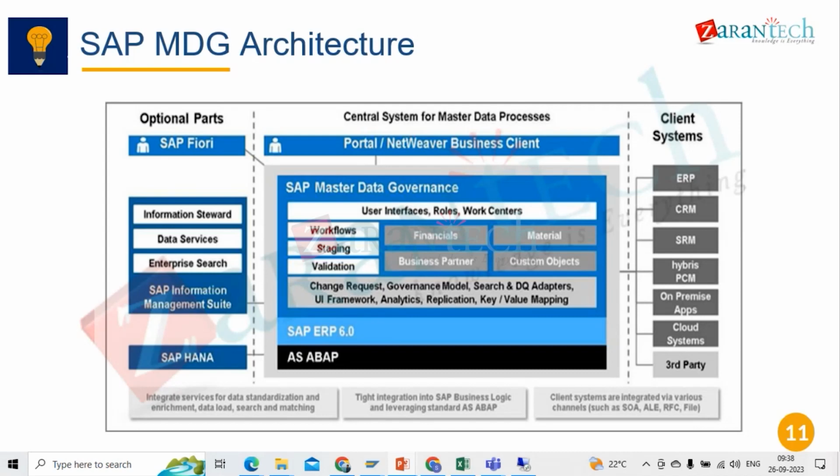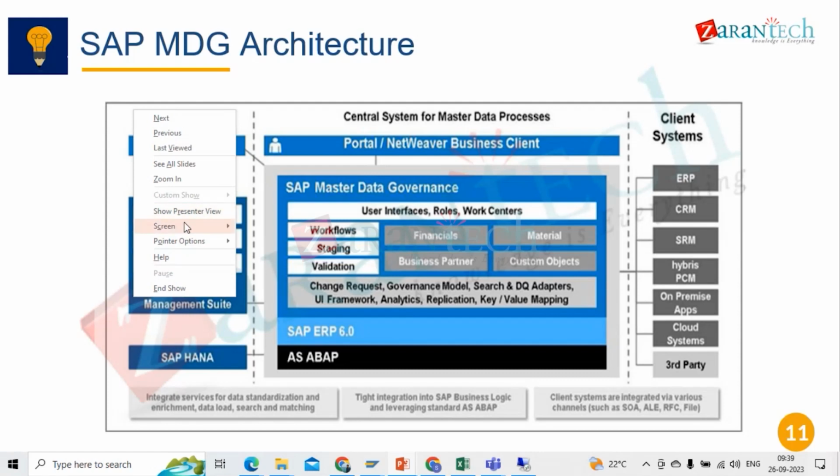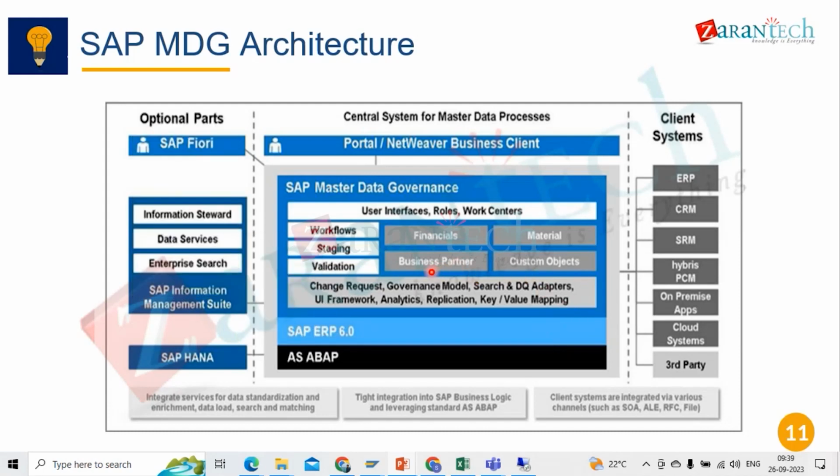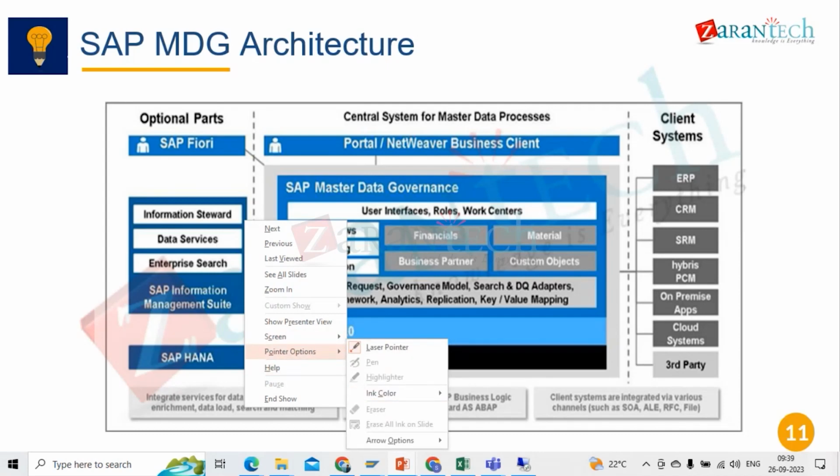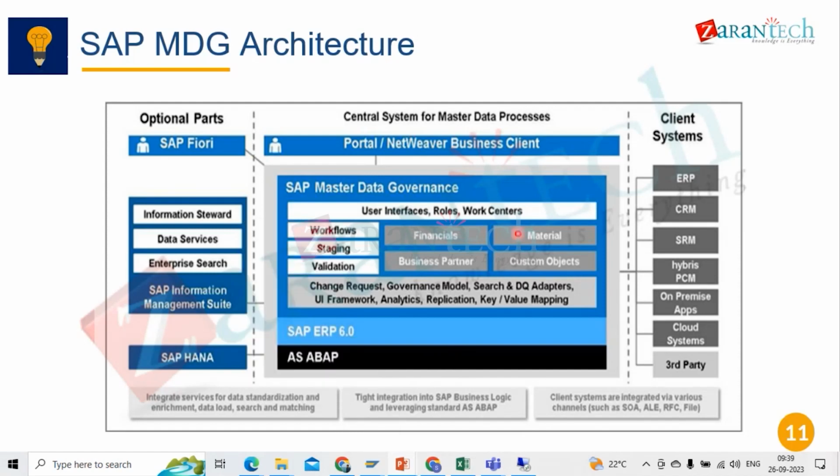Custom develops also. And here, let me take is pencil. Here it is not giving to take. Okay. Here you can see search and adapt, search and DQ adapters. Why it is not okay. Pen is grayed out. Don't worry.